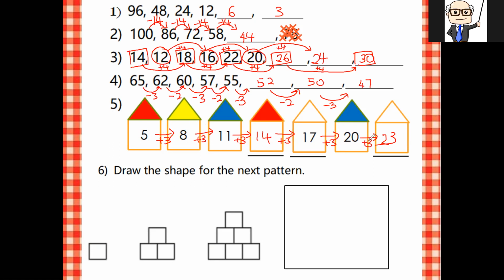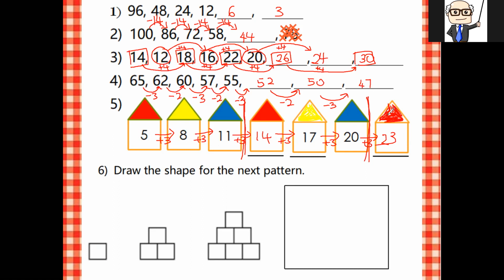Now what about the colors? Yellow and red. So what is the sequence for the colors? Red, yellow, blue, red, yellow, blue, red, yellow, blue. Okay, so we draw a line to cut down and then cut down. So it should be red, yellow, blue, red, yellow, blue. So here it should be yellow. Okay? And then the last one would be red. Okay, so that was quite easy.